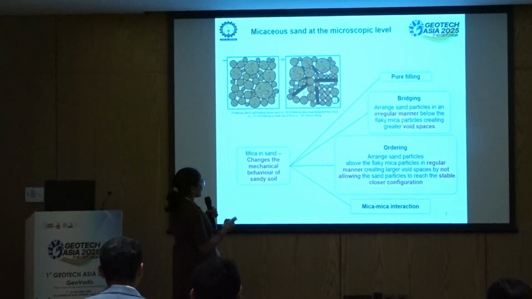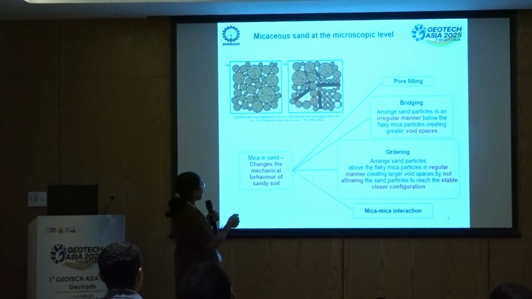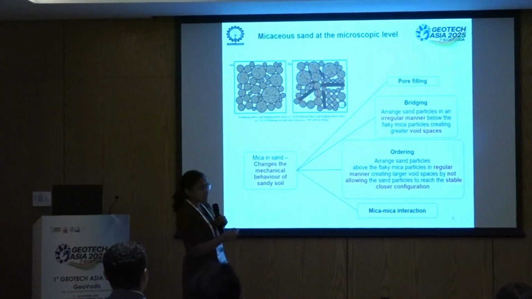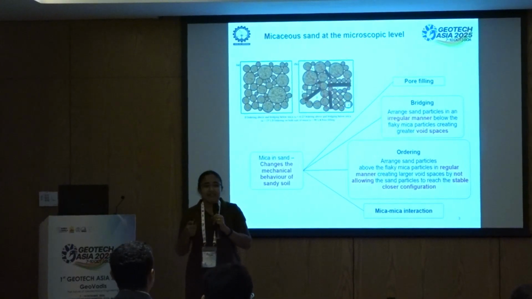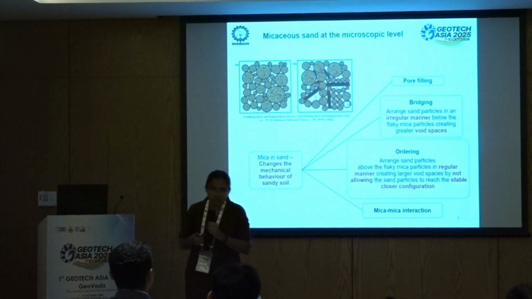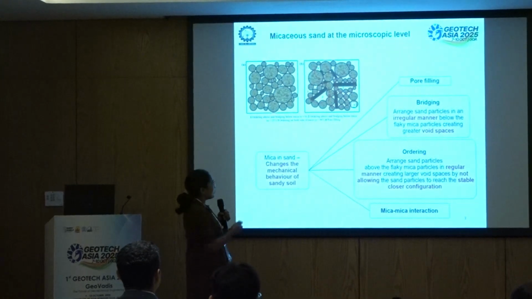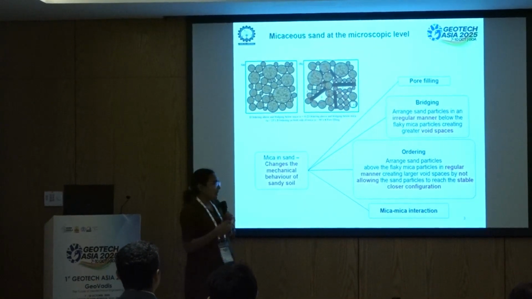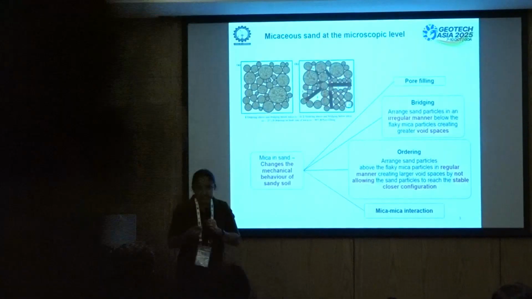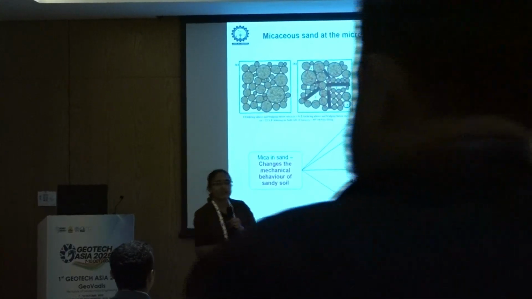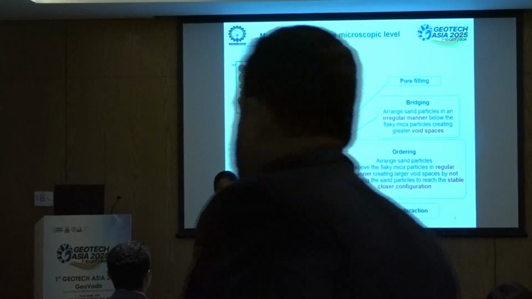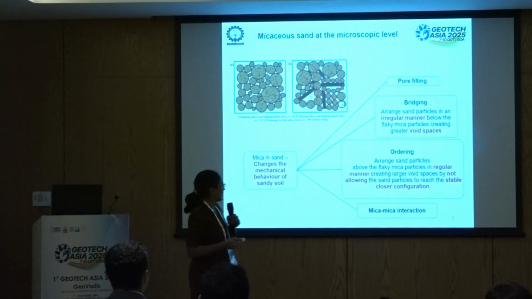It creates a bridging and ordering mechanism, which is essentially the creation of these non-uniform void spaces, which hinders the sand particles from achieving the closest configuration. In that case, more non-uniform void space gets created, and it affects the densification process, which in turn affects the compressibility, shear strength, and all other geotechnical properties.